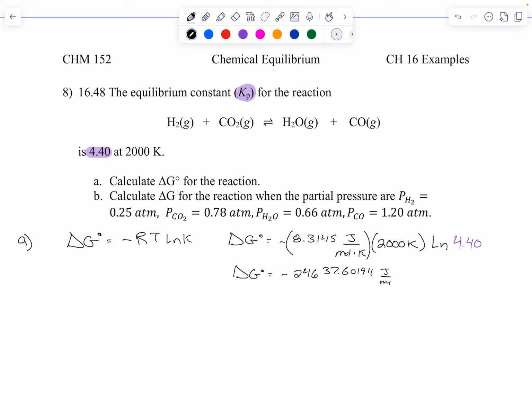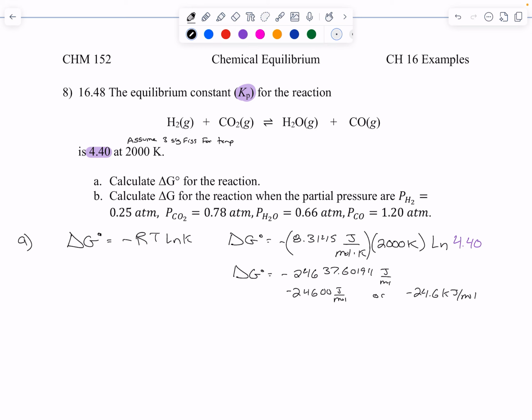All right, I'm going to assume 3 sig figs for temperature. I'm assuming that. The book was kind of vague about that, wasn't it? I don't appreciate that. All right, so for 3 sig figs, it's negative 24600 joules per mole, or negative 24.6 kilojoules per mole.